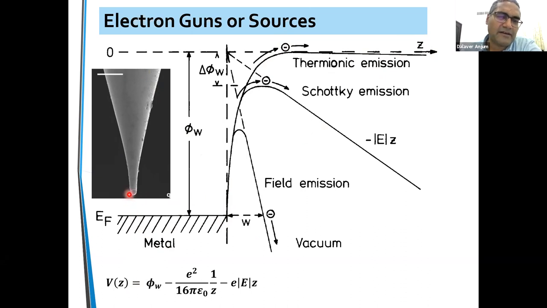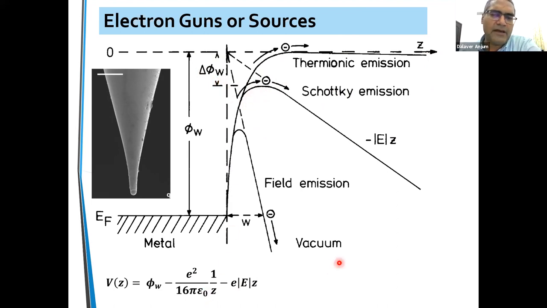If we apply some electric field while we're heating, then you can see this is the equation. In the case of thermionic emission, we don't have the E term; the electric field magnitude is zero, and that's true for this line. But if we give some electric field value, then you see the work function lowers by some amount, delta phi W. So you can get more electrons and also you can get electrons at a lower temperature.